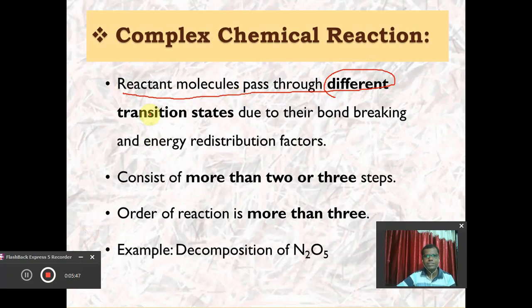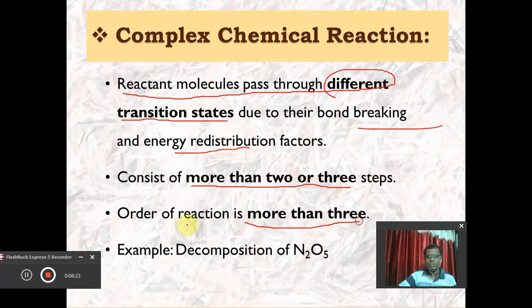These reactions involve a number of transition states due to bond breaking and the energy distribution factor, so the number of transition states will definitely be different in this type of reaction. Again, this type of reaction consists of more than two or more than three steps. So the number of steps is larger in this type of reaction, as it involves a larger number of reactants, and those reactants are also responsible for deciding the rate of reaction.